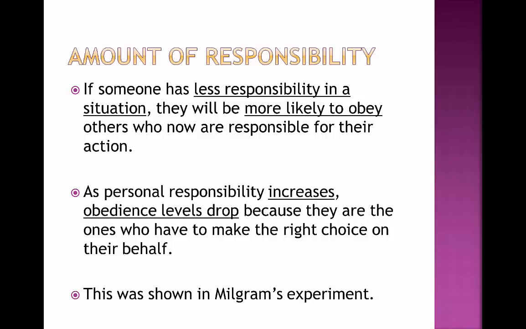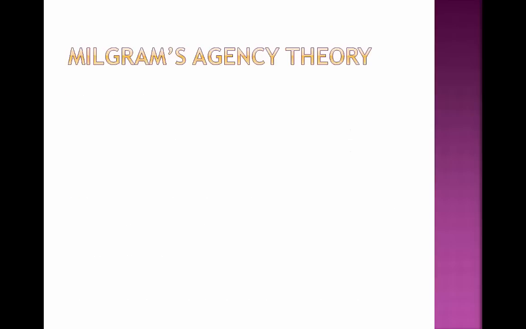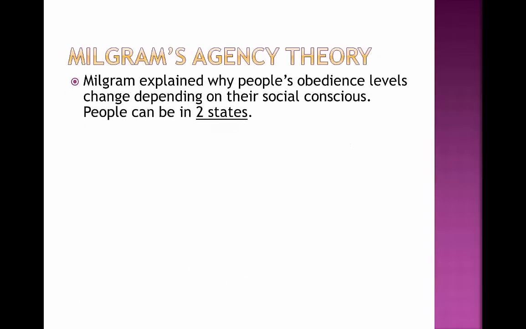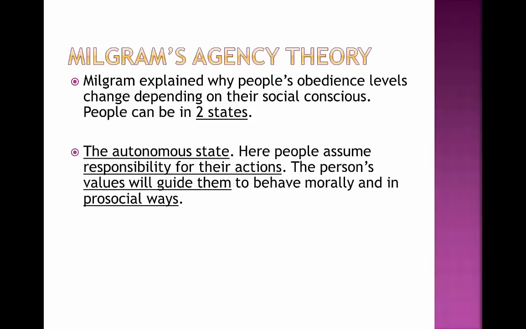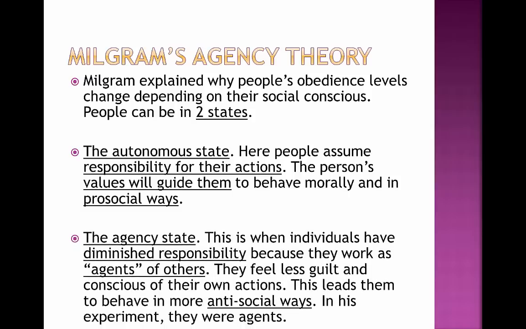This is shown in Milgram's experiment, which we looked at in the last video, and you can visit that by checking the channel's playlist. Milgram's agency theory. Milgram explained that people's levels of obedience are going to change depending on their level of social conscience. People can be in two different states, the first of which is the autonomous state. Here, people are going to assume responsibility for their own actions. The person's values will guide them to behave morally and in pro-social ways because they're acting autonomously or just for themselves. The other state is the agency state.